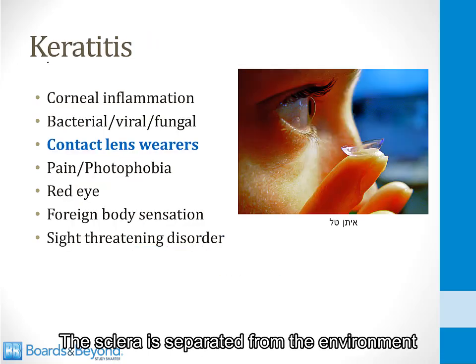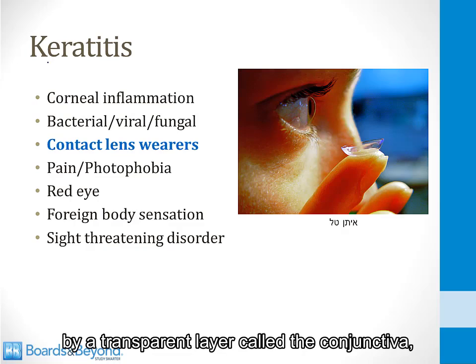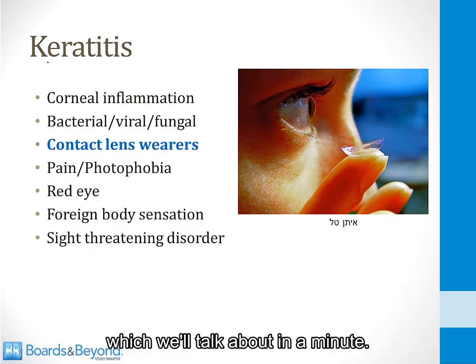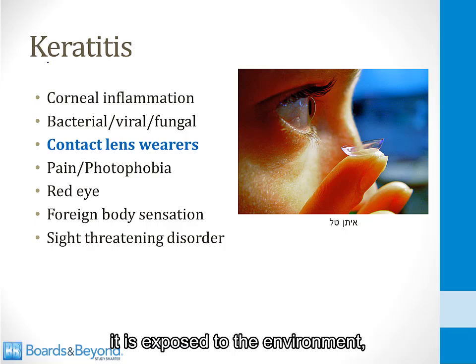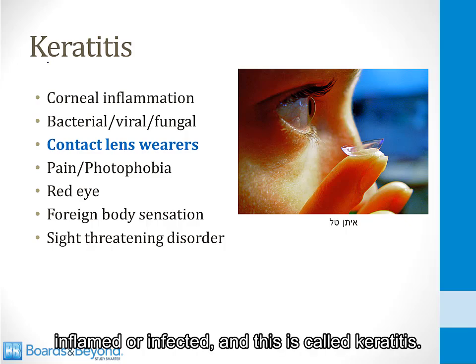The sclera is separated from the environment by a transparent layer called the conjunctiva, which we'll talk about in a minute. However, the cornea has no conjunctival layer covering it. It is exposed to the environment and therefore it can potentially become inflamed or infected. And this is called keratitis.